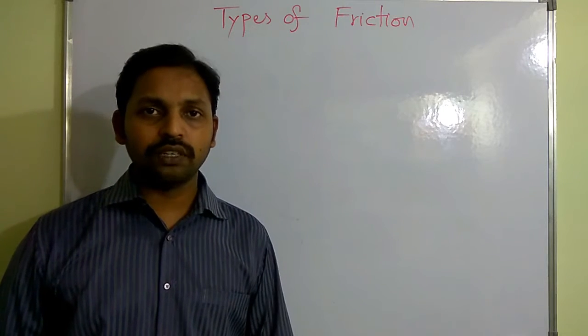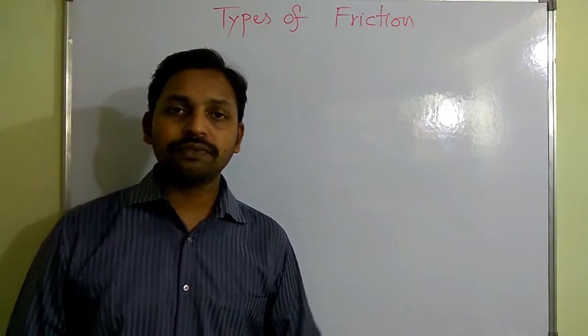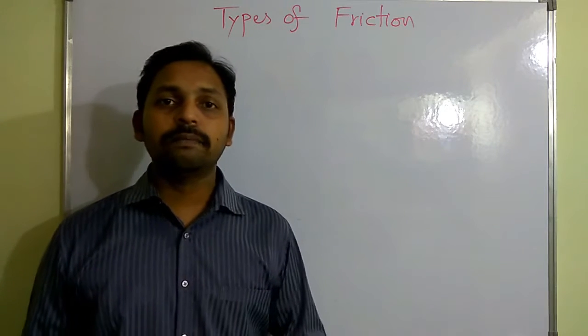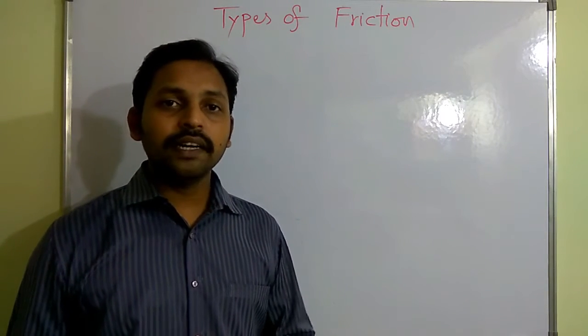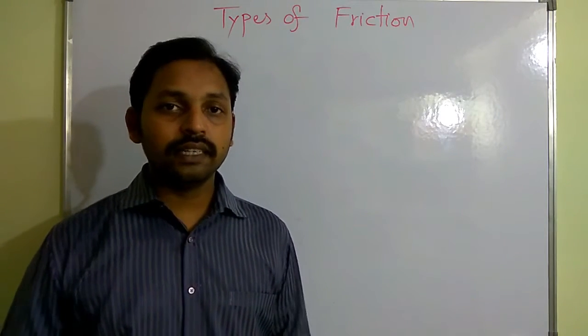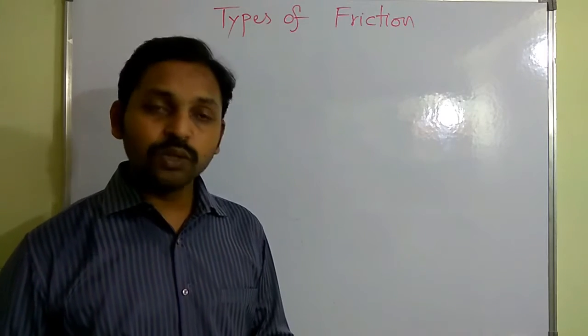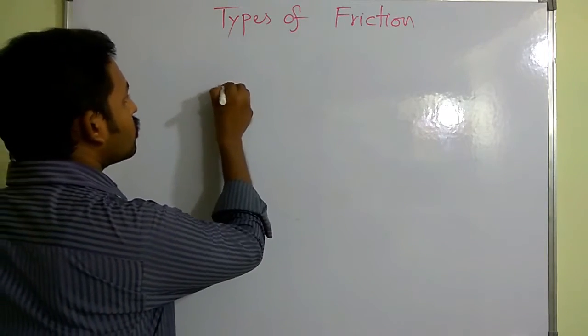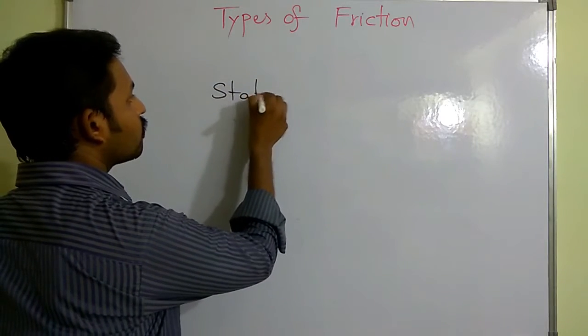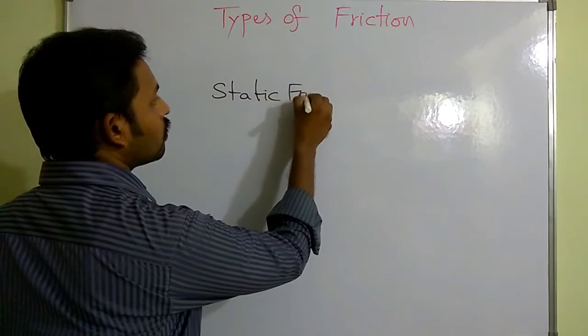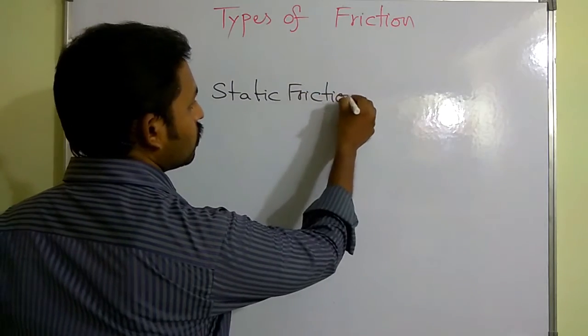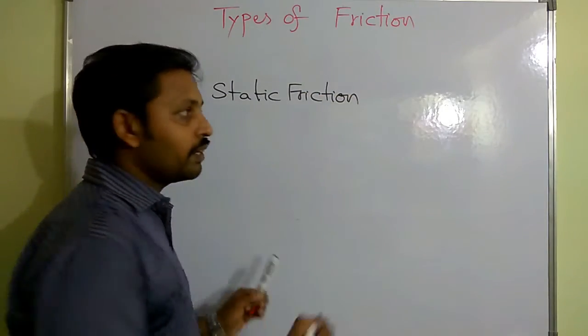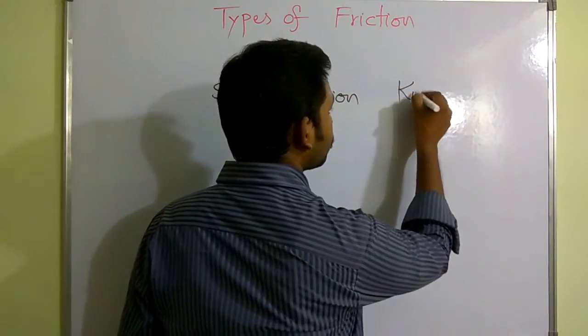Different types of friction. Friction can be classified into different categories based upon the criteria. If I consider the state, it can be classified into two categories. First one is static friction. Second one is dynamic friction or kinetic friction.